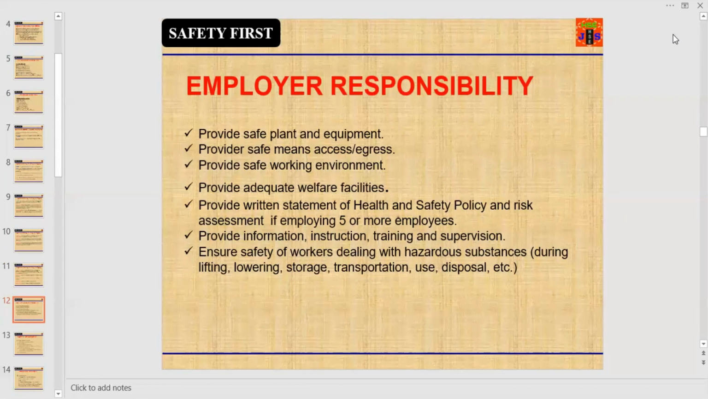It is the responsibility of the employer to provide safe plant and equipment, to provide safe means of access and egress, to provide a safe working environment, to provide adequate welfare facilities, to provide a written statement of health and safety policy and risk assessment if employees are 5 or more in number, to provide information, instruction, training, and supervision to all the workforce, and especially to the employees involved in a lifting operation, to ensure safety of workers dealing with hazardous substances during lifting, lowering, storage, transportation, usage, and disposal, etc.